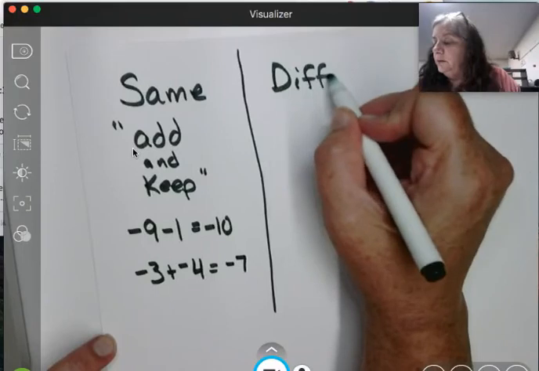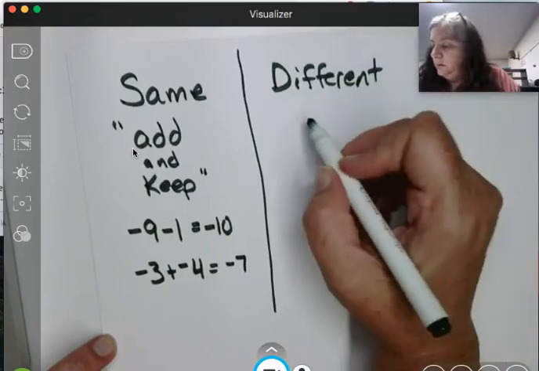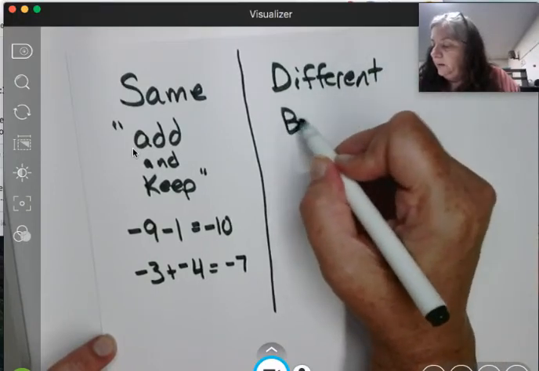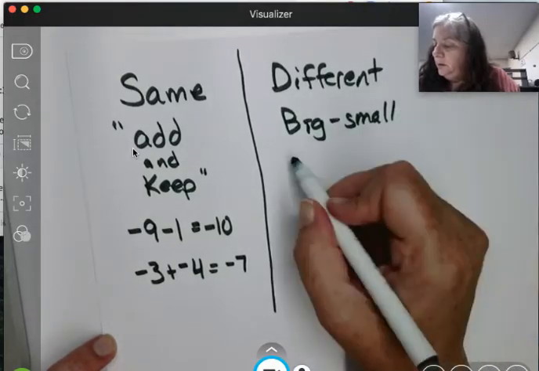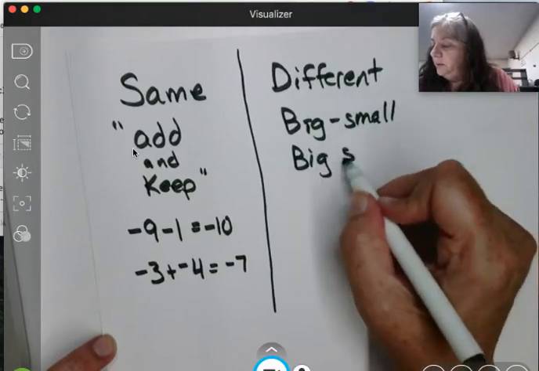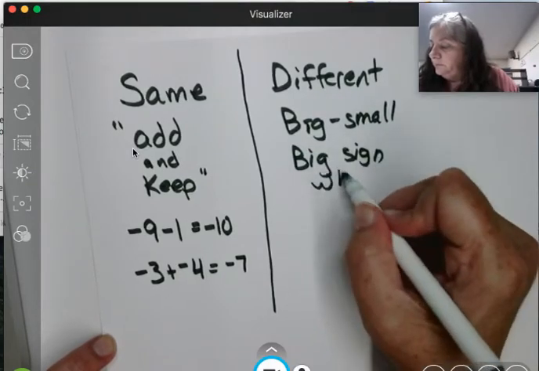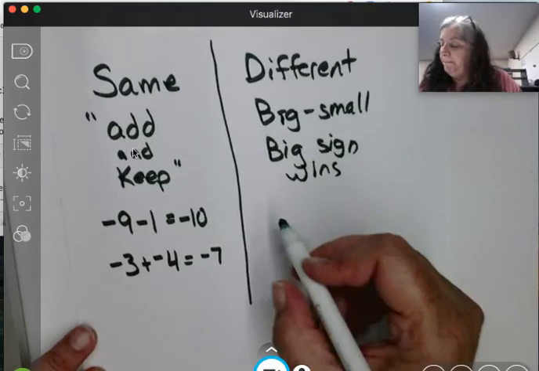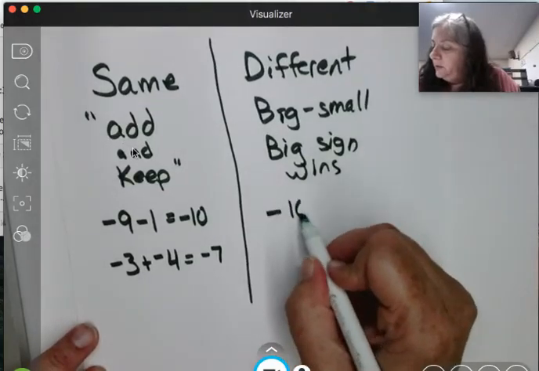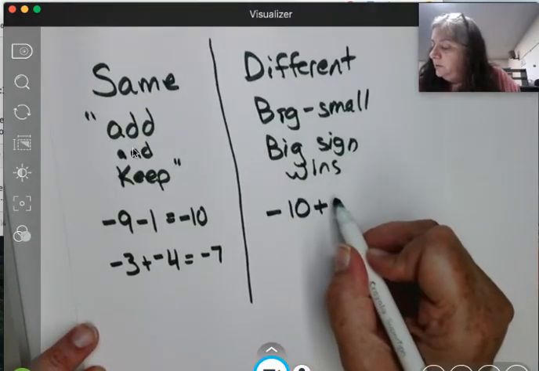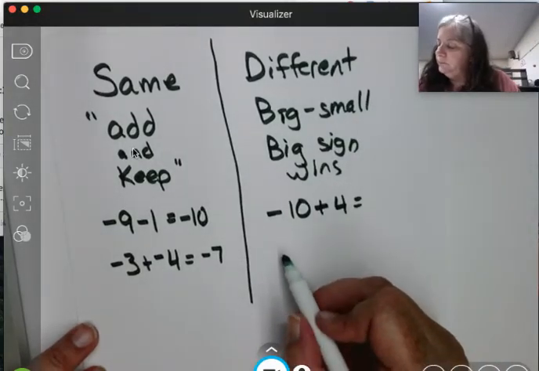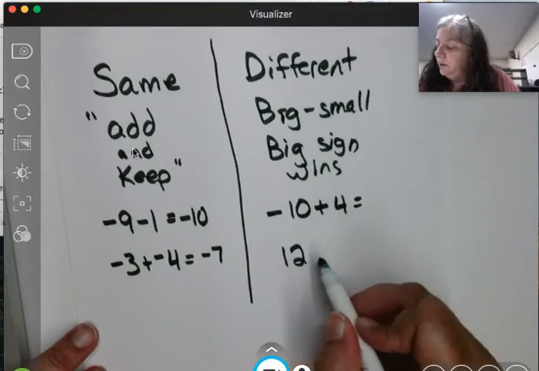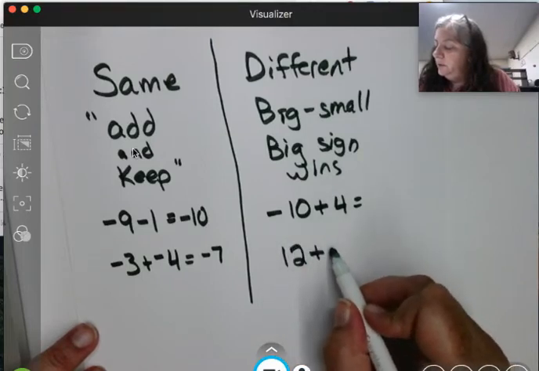Different signs. Big minus small, and big one wins. Big sign wins. Let's do 2 examples of that. Negative 10 plus 4. 12 plus negative 5.